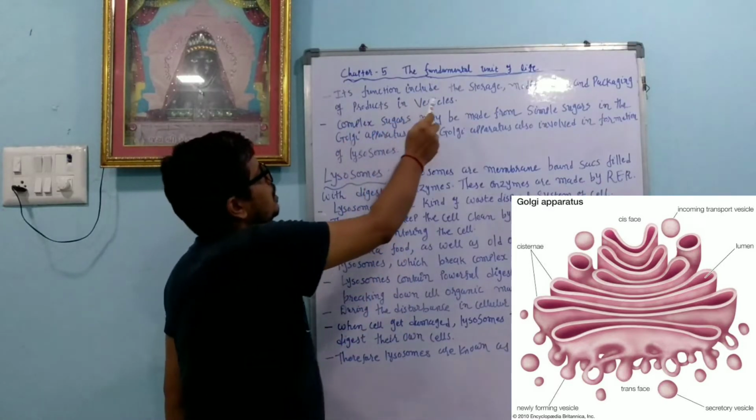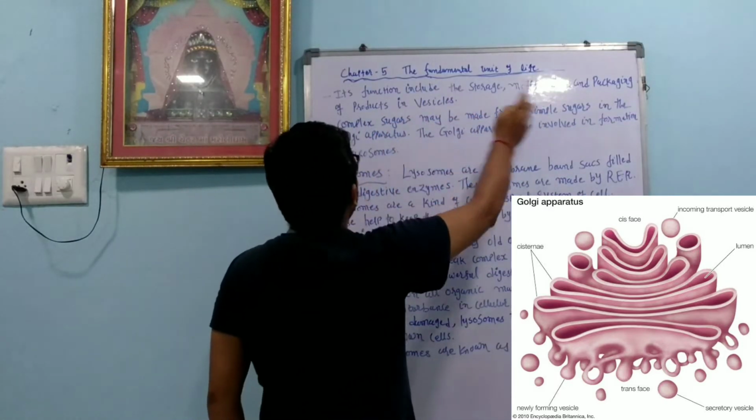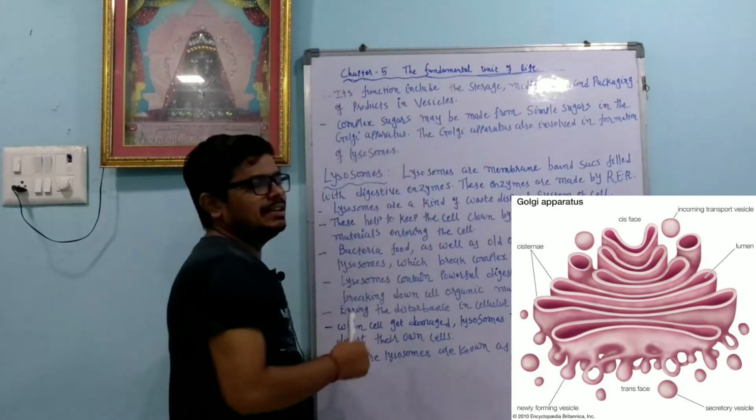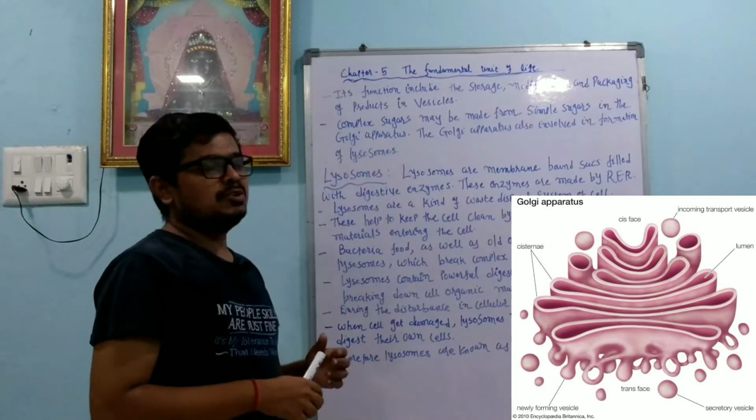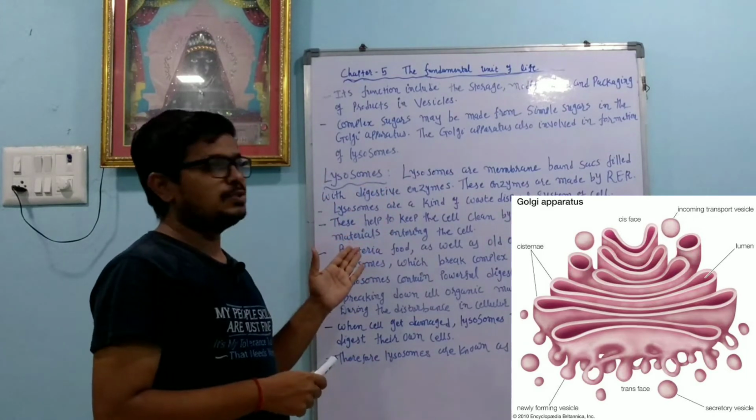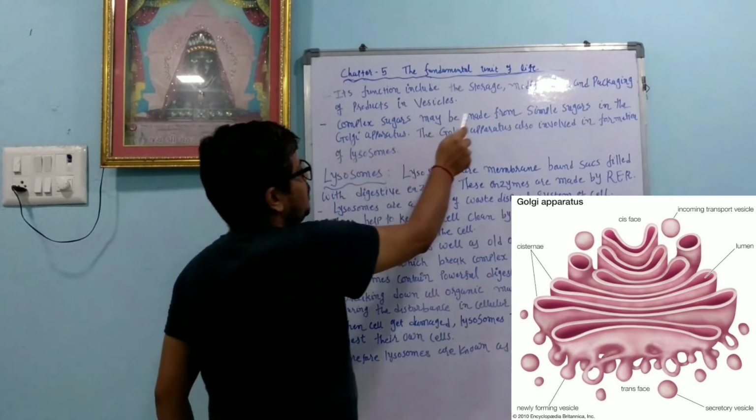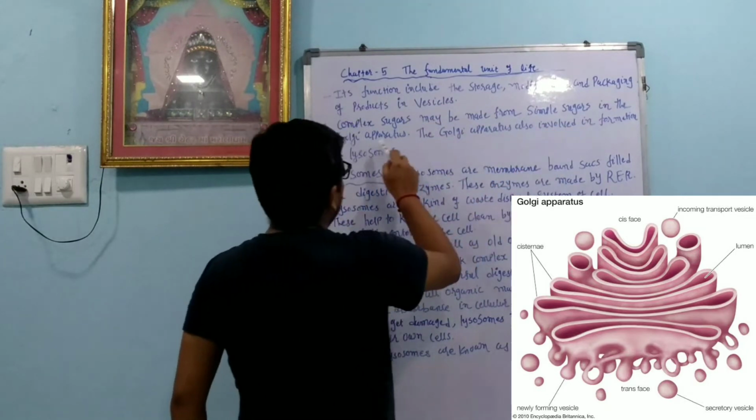Golgi body functions include the storage, modification and packing of products in vesicles. Okay, so packing as well as modification and storage, the Golgi body is also useful. Complex sugars may be made from simple sugars in the Golgi apparatus.